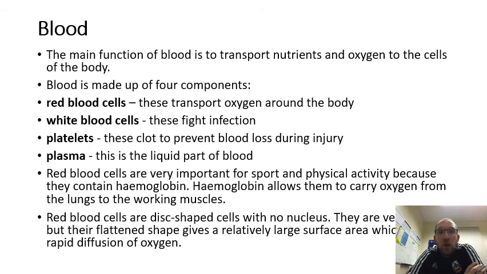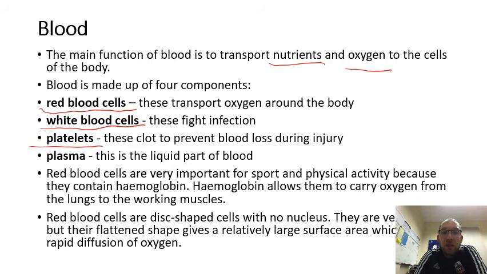The blood. The main function of the blood is to transport nutrients and oxygen into the cells of the body. Blood is made up of 4 components: red blood cells, white blood cells, platelets, and plasma. So the red blood cells transport oxygen around the body. White blood cells are to fight infection. Platelets are to clot our blood. Plasma is the liquid part of the blood.